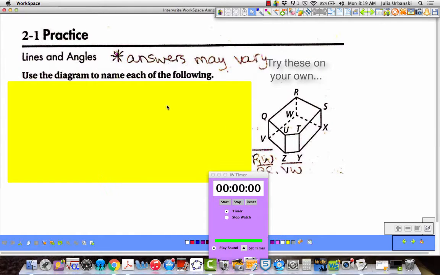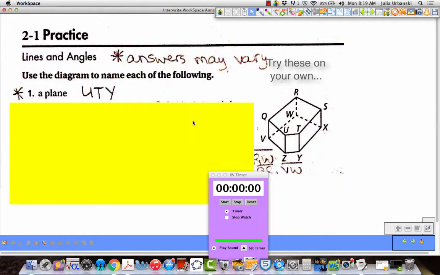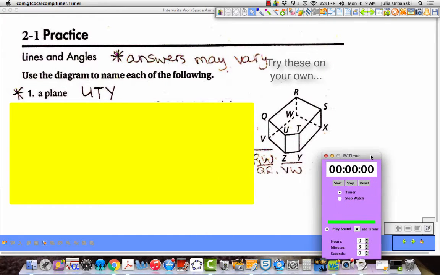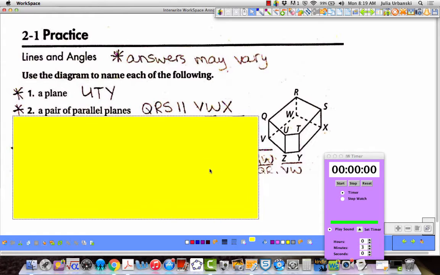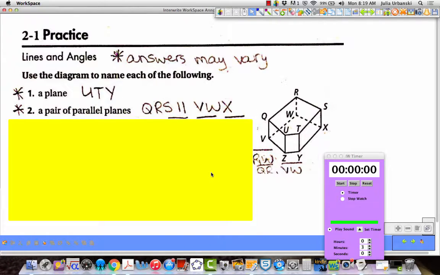So for the first one, there's actually many possible answers. I said plane UTY, and I had used 3 letters. You can use 4. But you could say QRS for the top, RSX for the back one. There's different answers. For parallel planes, this is one possibility: QRS on the top and VWX on the bottom. But you could have used the ones that are in the front and the back here. Or you could use the ones that are in the front here and the back there. You could never use this one. It's not parallel to anything on the other side.